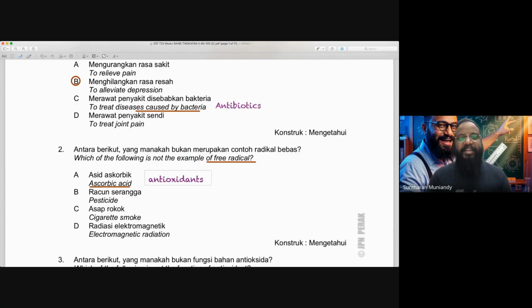Opposite of free radicals is antioxidant. So in the question, they said bukan merupakan contoh radikal bebas. Pesticide is a free radical. Cigarette smoke is a free radical. Electromagnetic radiation is a free radical. All these are free radicals except for ascorbic acid, which is the opposite of free radical. We call that antioxidant, that prevents the free radicals from oxidizing the chemicals that we have. So number two, your answer is definitely A. Ascorbic acid, and another term, we call that vitamin C.